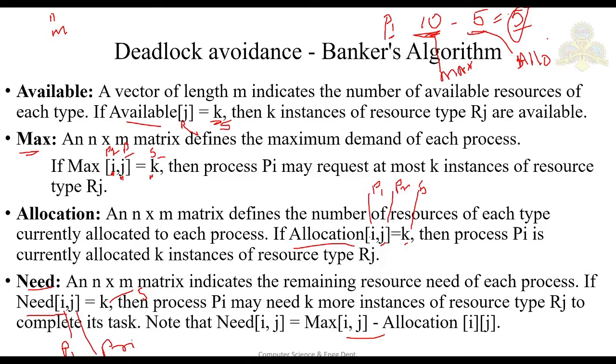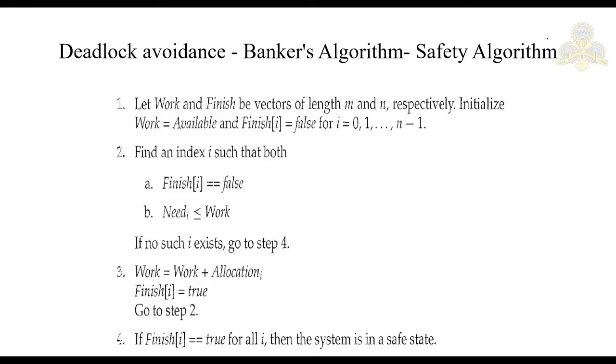Next, in the banker's algorithm itself, we have 2 more algorithms. One is the safety algorithm, another one is the resource request algorithm. First, we'll talk about the safety algorithm. This is the algorithm. We have 4 steps here. First I'll explain this briefly. First, work is equal to available. That means put all the available resource types into a variable called work.